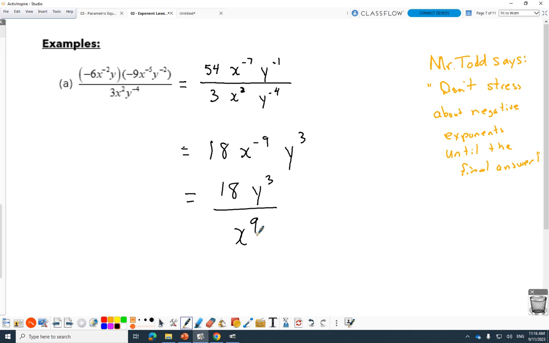So it's not like 9 plus x. No. It's just one big piece. This number is 9 times x to the 5th times y to the negative 2. No distribution allowed. That's all one big piece. It's not adding two things together.